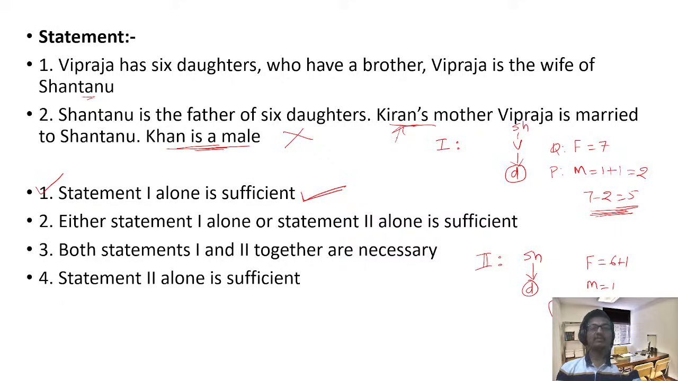So that means there are some ambiguities in identifying the solution. So that's why you can say that statement 2 alone is not sufficient. But statement 1 alone is sufficient to find the answer. Option 1 is correct in this case. Got it? So any doubts in this?